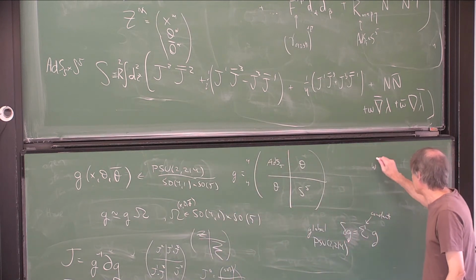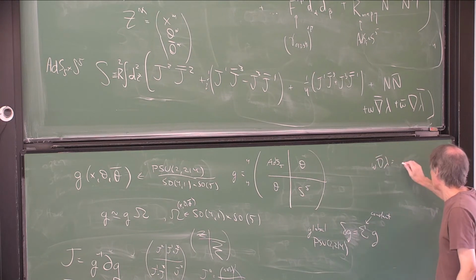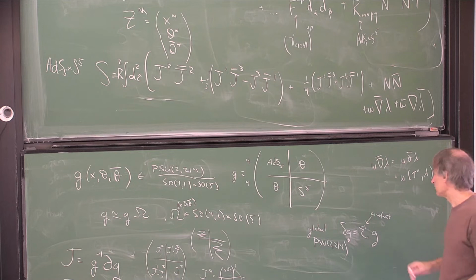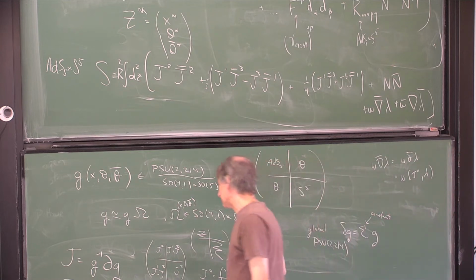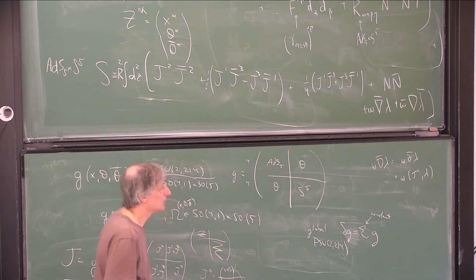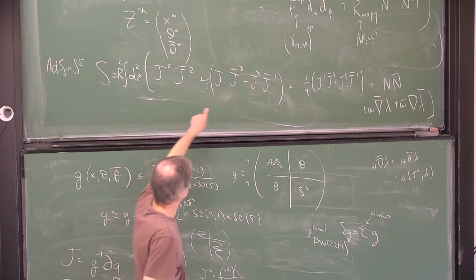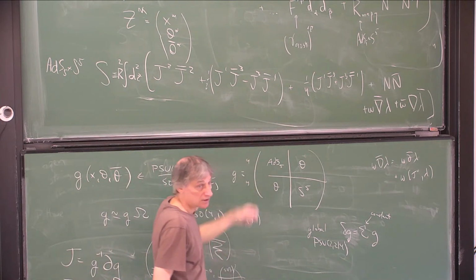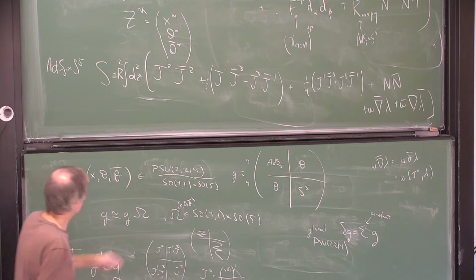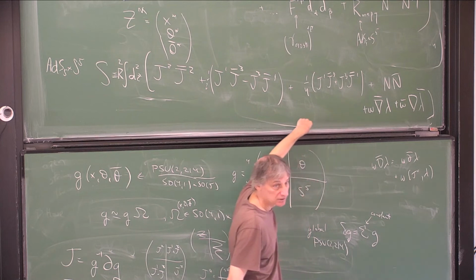So W del bar lambda is really W d bar lambda plus W J0. That would be the connection which transforms covariantly under the local SO(4,1) and SO(5). Okay, so it's trivial to show that this is PSU(2,2|4) invariant. The non-trivial thing to show is that it's BRST invariant. Okay? And that's what's going to determine all these relative coefficients.